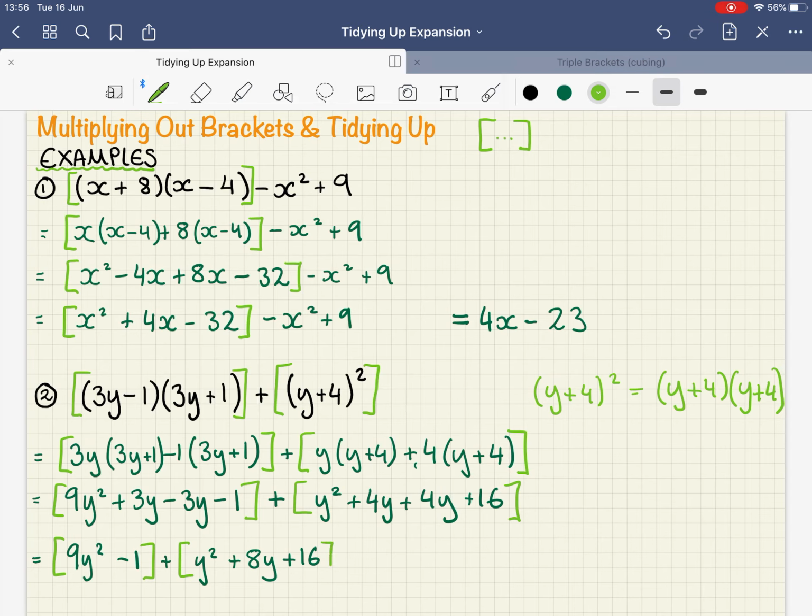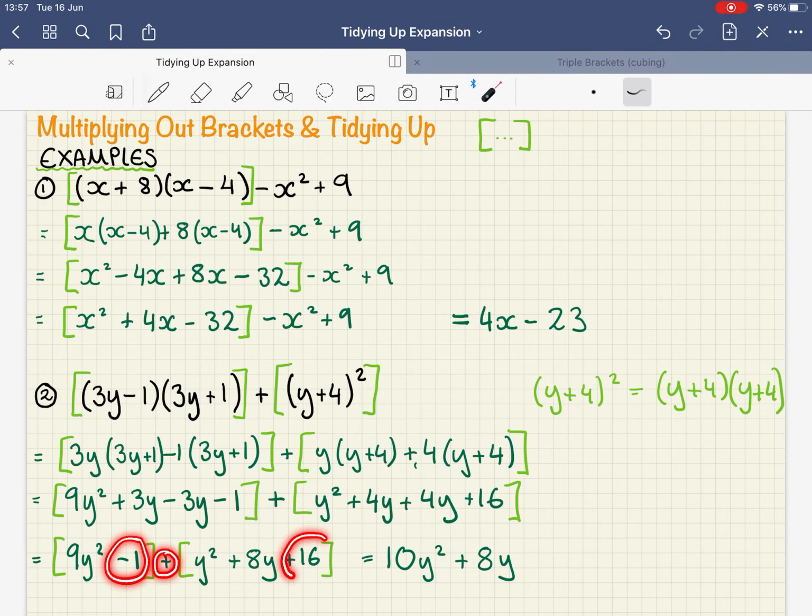And now I want to collect my like terms together. So to start off with, I've got 9y squared plus y squared, so that's going to give me 10y squared. I've got no other y's, so it's just going to be plus 8y. And then I've got minus 1 plus 16, which is going to give me 15.